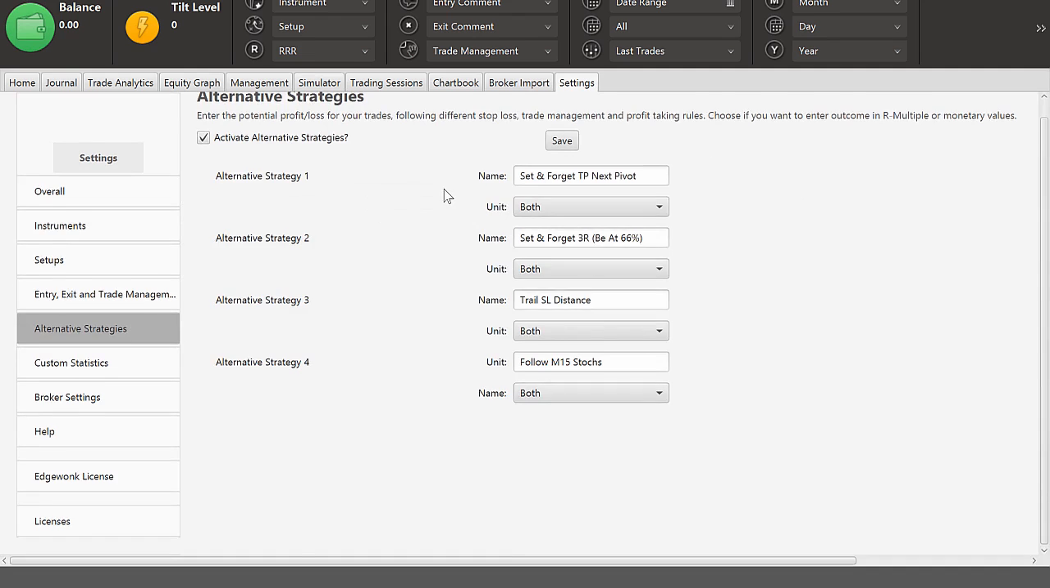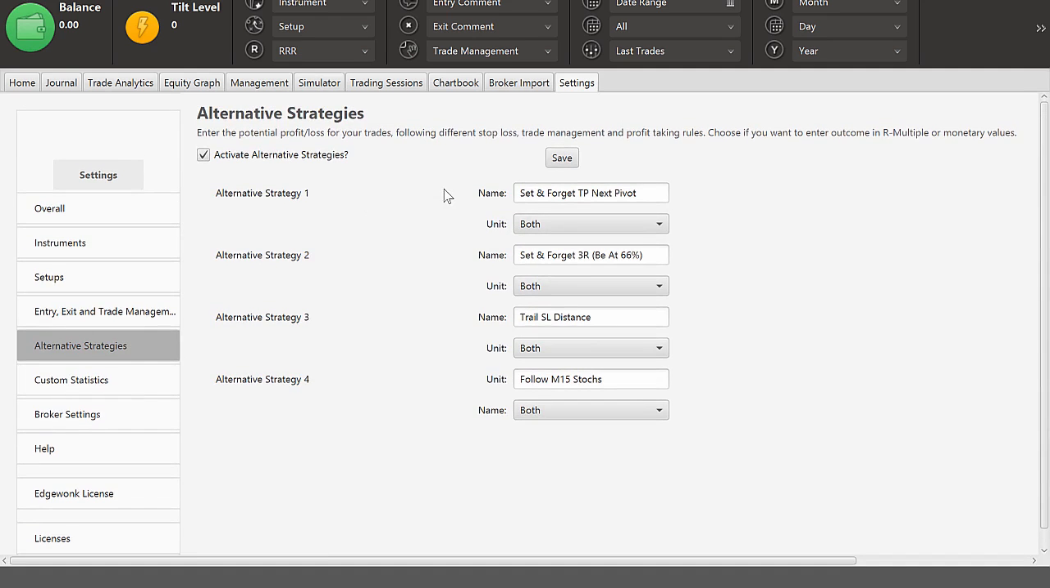As for the alternative strategies, I also talk about these in another video. These are the ones I'm testing at the moment. These change periodically. If I find a strategy inferior to my actual strategy I'm using at the moment, I will kick it out and test something else.